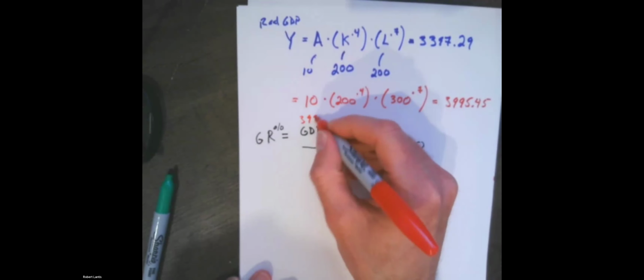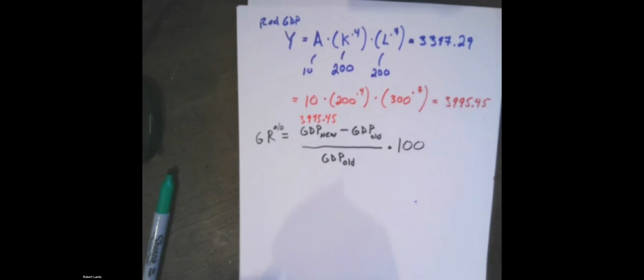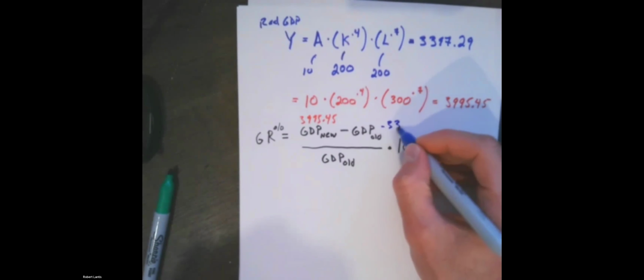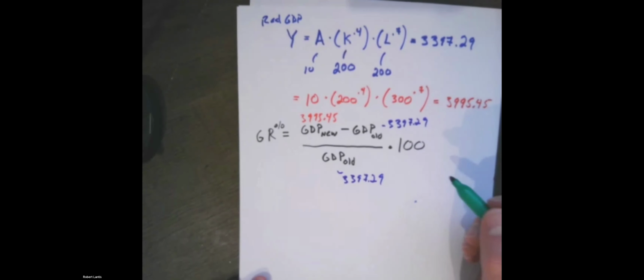Okay. So from here, it's really just a matter of plugging our values in. My new GDP was 3,995.45. My old GDP was 3,397.29. Now it's just a matter of getting this entered correctly into my calculator, and I should come up with a value of 17.6%. Okay. And I'm rounding there to the first decimal.